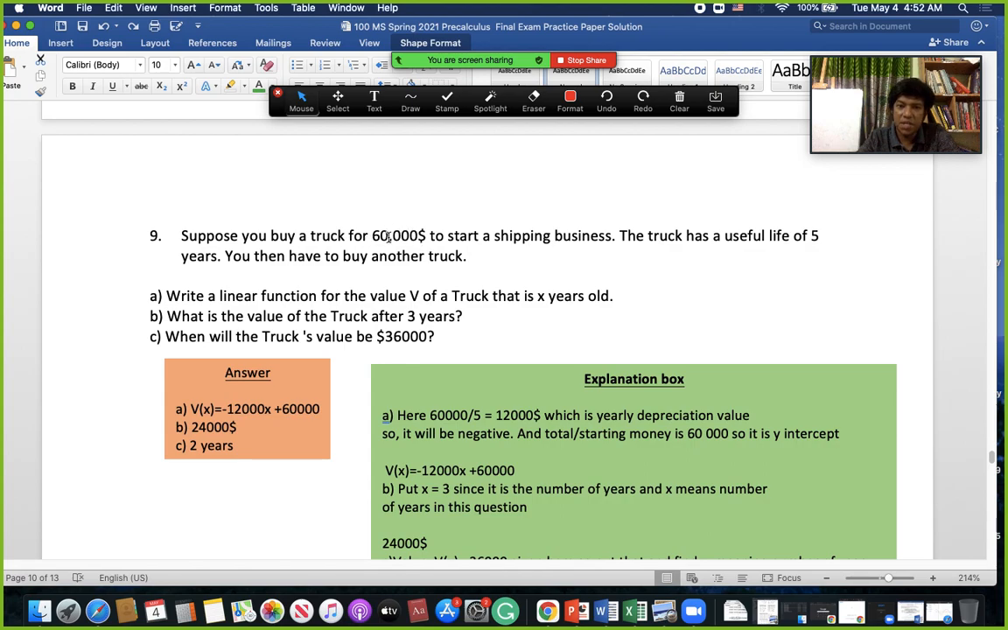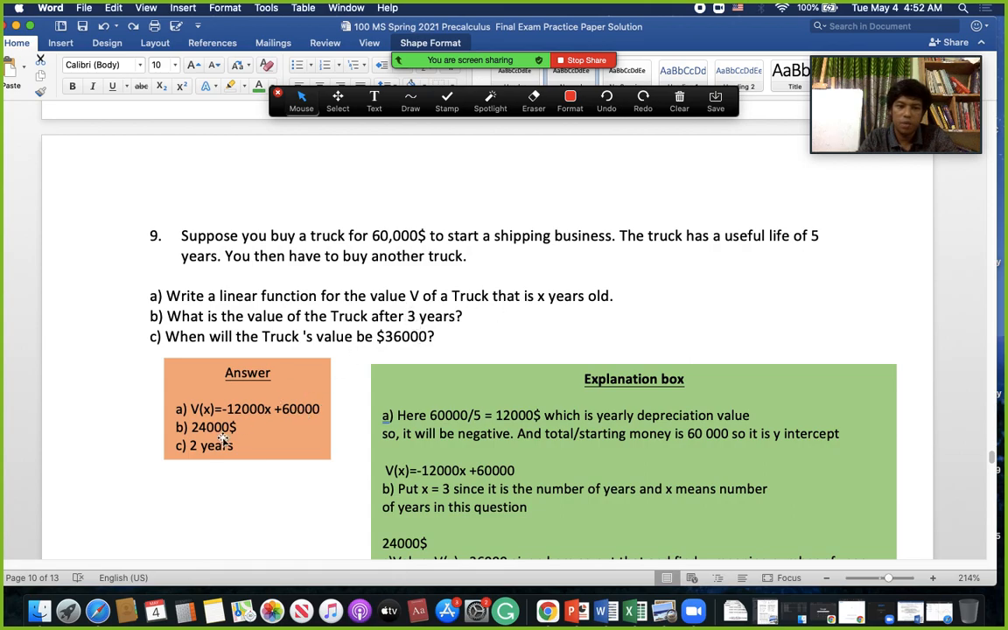So $60,000 is the starting value, and in 5 years the value is depreciating. So we divide it by 5, and then we get 12,000. So it is depreciating. That's why -12,000x plus 60,000. Then the remaining part is easy.